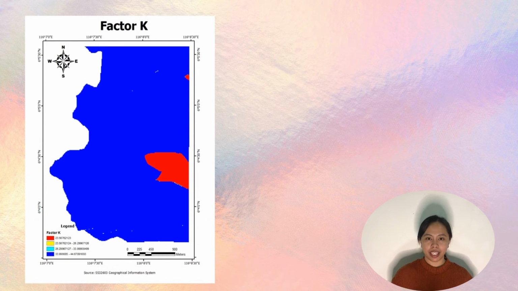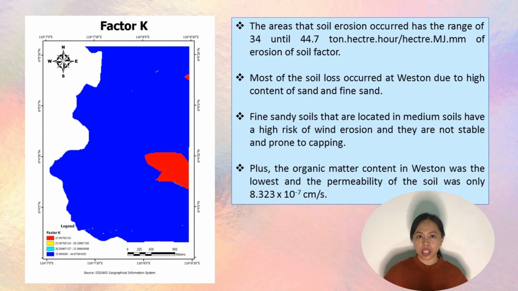Next is factor K. Factor K is soil erodibility, which represents both the susceptibility of soil to erosion and the rate of runoff. Factor K at UITM was in the range of 34 to 44.7 ton hectare hour per hectare megajoule millimeter. Most of the soil loss occurred at Western due to the high content of sand and fine sand. The sand located at Western was 76.75% and fine sand was 67.20%.